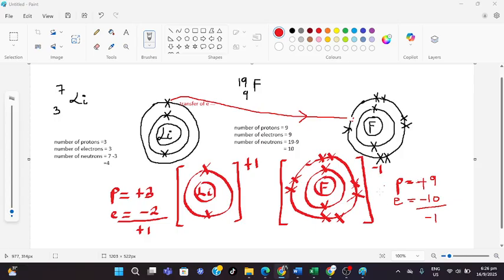Alright, you get that? How come lithium lost an electron, but it's positive, and fluorine is negative even though it gained? What's the charge on an electron?